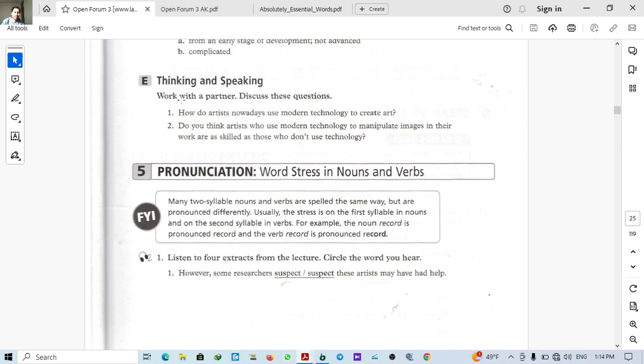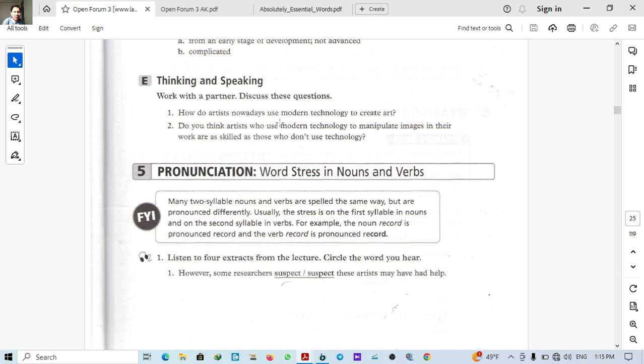So here, work with a partner, discuss these questions. So here you have been asked some questions. How do artists nowadays use modern technology to create art? So before providing an answer to this question, it is really important to reflect on this. I mean, to think about this question very deeply. Once you are ready, once you're done, you have to express your answer. So before everything, you have to think. After thinking, if you think that things are ready now, you can say. So you can talk. That is good.